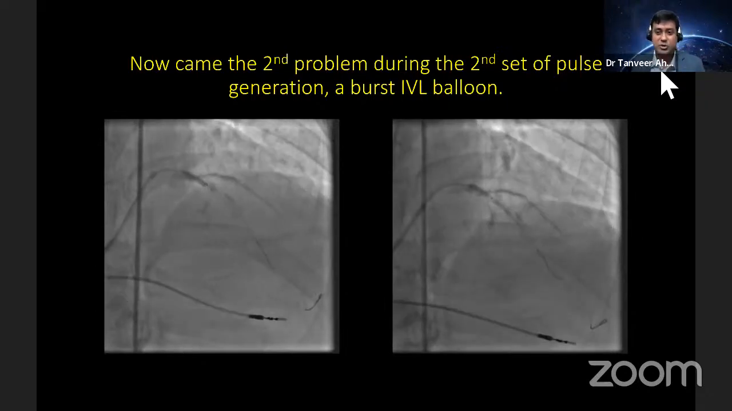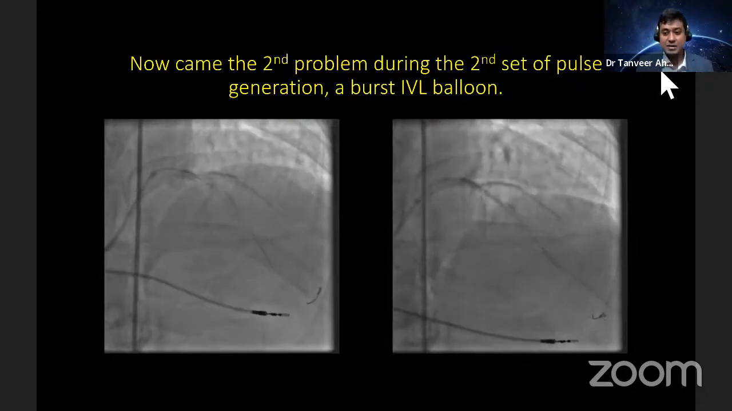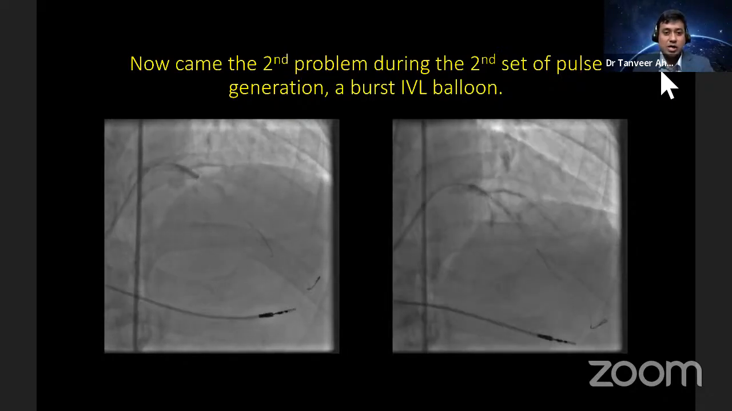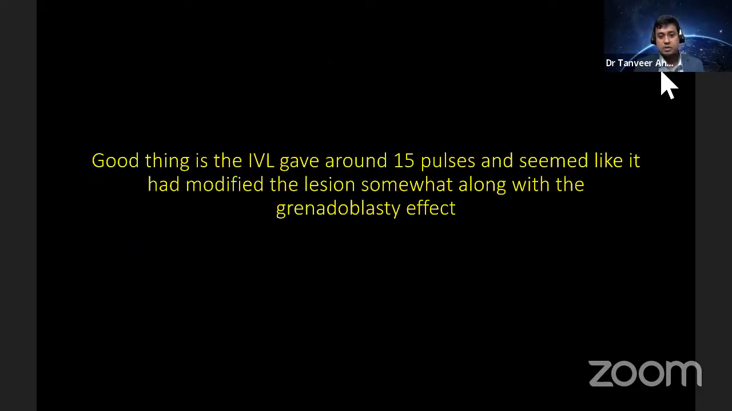And fortunately, I saw a similar case of Dr. Himanshu presenting an IVL burst balloon. So we had a burst IVL, we had a burst balloon, and a Rota was done. So what next? The good thing was the IVL had actually given 15 pulses. The burst balloon has the grenadoplasty effect, the conventional way of dealing when we didn't have the Rota 5 years back, 7 years back. So there was some grenadoplasty effect, and the initial pulses, we thought it could have modified the lesion somewhat.